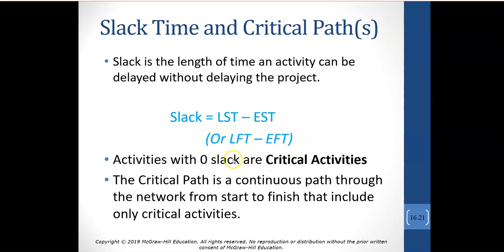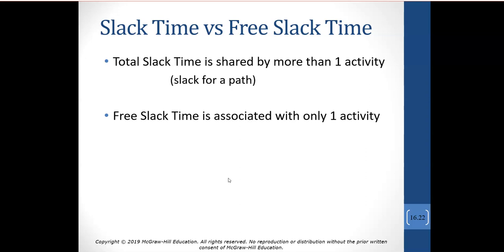The activities that have 0 slack are critical activities, meaning if they don't start when they're supposed to start, then it will affect every activity after that. The critical path, as we have already identified, is that continuous path through the network that shows us from start to finish those critical activities that have no slack. Okay? There are 2 different types of slack.